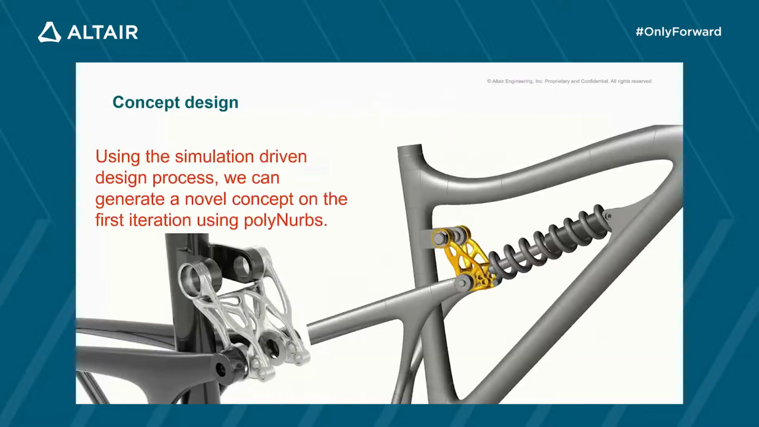Now, after we've evaluated the different manufacturing constraints, we've generated an optimized design, the next step is to actually create a concept. So with this information on the optimization and the necessary material to be placed, we generate this concept using polyNURBS. So here you can see kind of a final concept design based on the optimization that we've run.